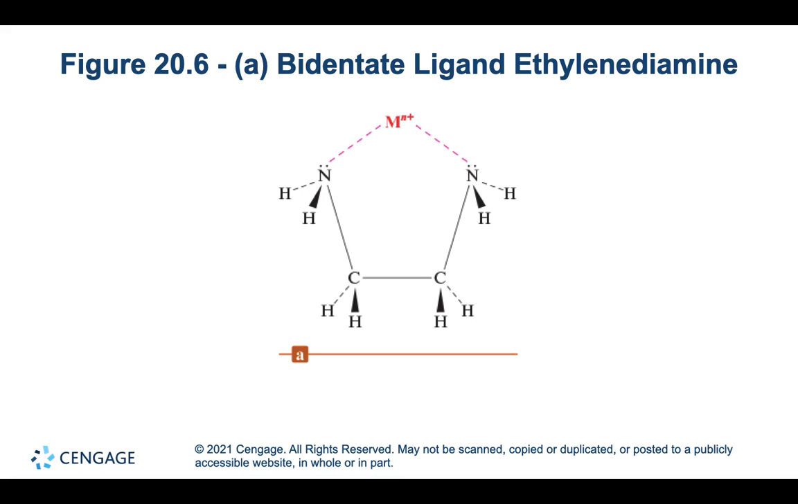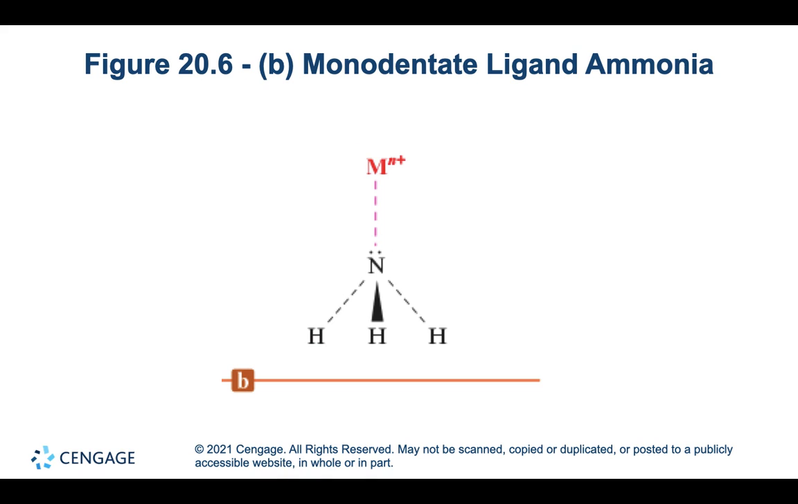Here we see an example of a bidentate ligand, ethylenediamine. Ethylenediamine is a single molecule, NH2CH2CH2NH2, with two nitrogens, and each nitrogen having an unshared pair, a lone pair, so you can actually bond to your transition metal cation in two different locations. So we call it bidentate. This would be a monodentate ligand, such as ammonia. With only one unshared pair, it's a monodentate ligand.